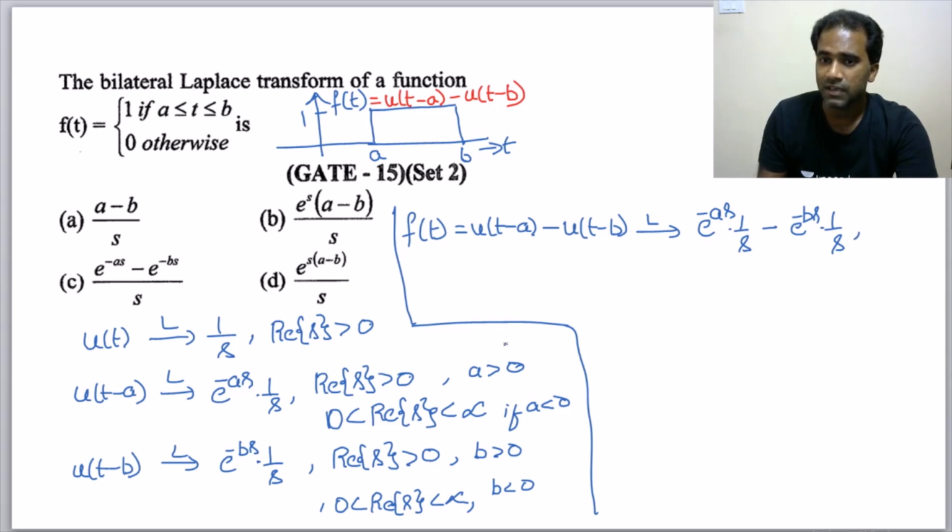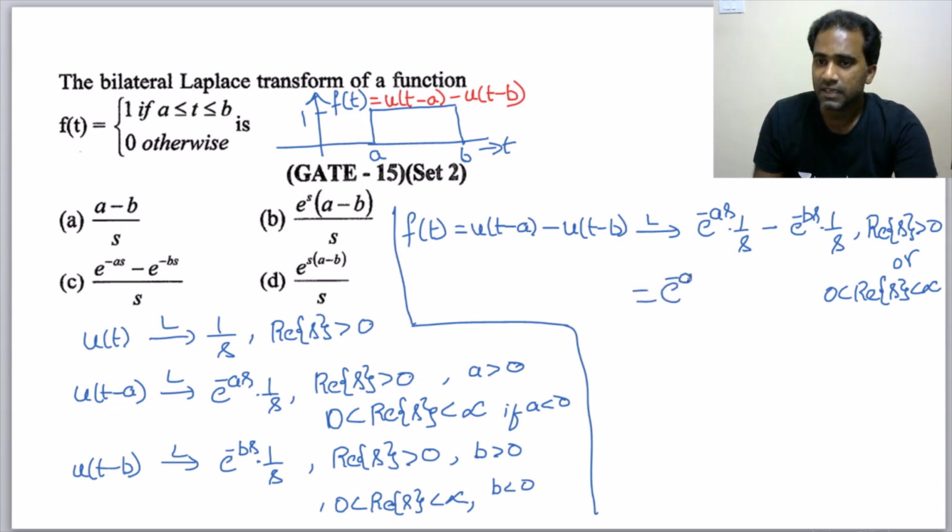So what is the ROC finally? Intersection of ROCs: real part of s greater than 0, real part of s greater than 0. The intersection will become real part of s greater than 0, or the ROC can be 0 less than real part of s less than infinity. The ROC can be one of them based on A and B being positive or negative. Any of them is possible. So that is the answer. Finally, we can simplify it and write it as e power minus as minus e power minus bs divided by s. That is the answer. It's a simple question.